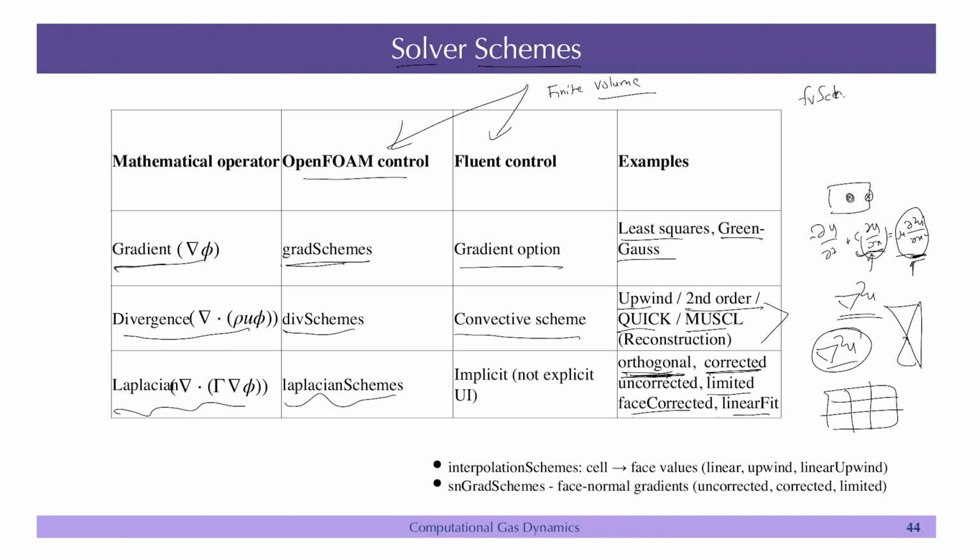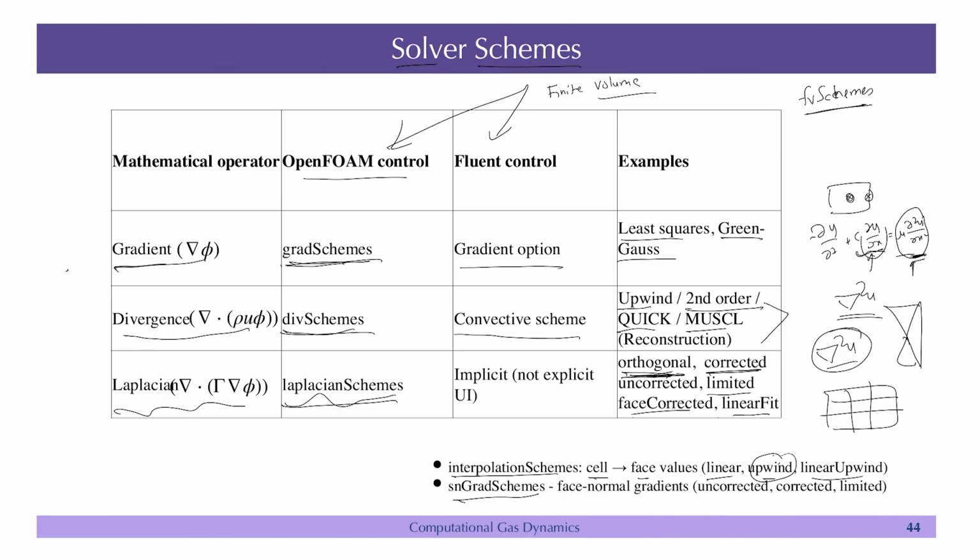We will shortly see it in OpenFOAM. There you can find the gradient option, the grad scheme, divergence scheme, Laplacian scheme. And also we have, for example, the interpolation scheme and the snGrad schemes. Interpolation is how you go from cell to face, whether it is linear, upwind, or linear upwind.